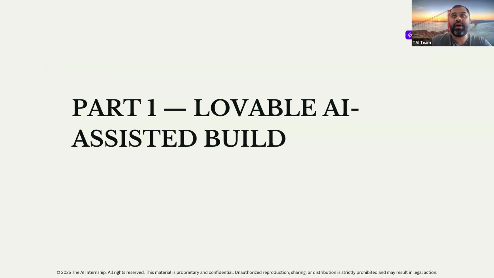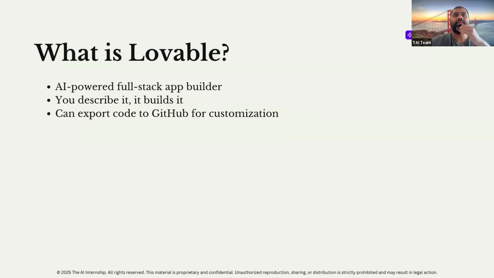So the first one is using Lovable. So what is Lovable? It's a web app tool that you can use to build full stack apps using prompts. You explain what you want in natural language and it builds it for you. There are quite a few competitors for Lovable, and it is one of the relatively prominent players in the market.